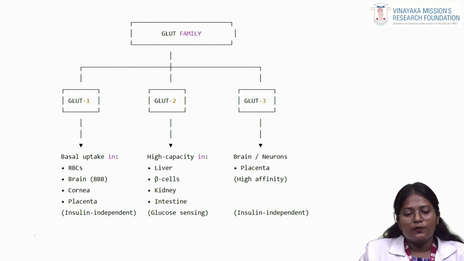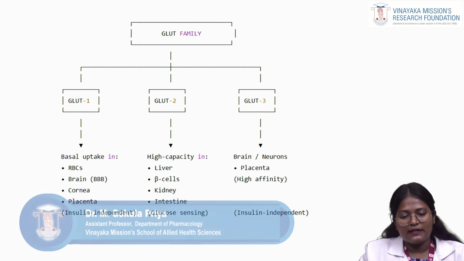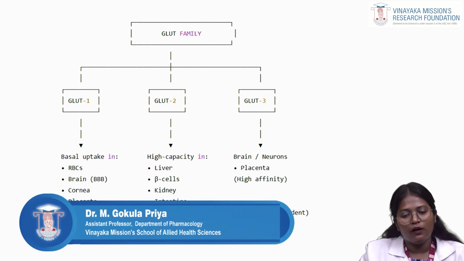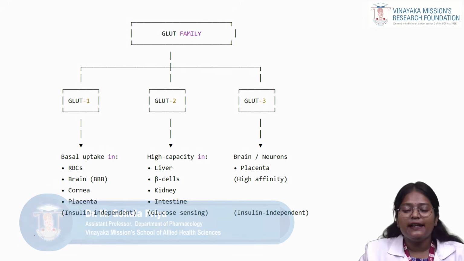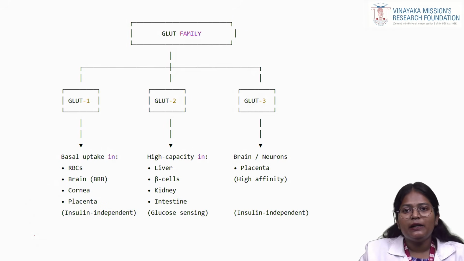So GLUT1 is responsible for basal uptake in RBCs, brain, cornea and placenta. So these are the 4 places where GLUT1 transporters are present: RBCs, brain, cornea and placenta. This is insulin independent. What does independent mean? These transporters do not need insulin for their activation. That is the reason we call it insulin independent.